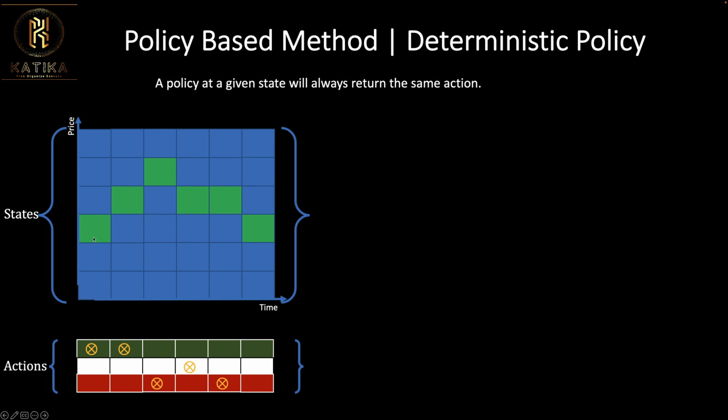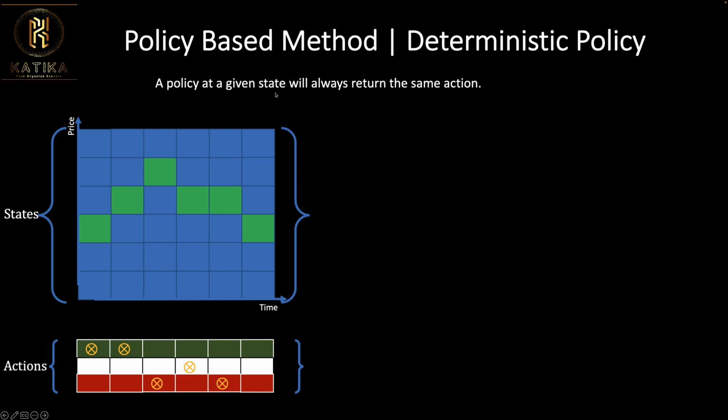But usually, in trading, the agent doesn't see the future. It has to guess what the future looks like. So if the agent is at this state, it's going to guess: is the price going to go up or down, or is it going to stay the same? So if he guesses the price is going to go down, he's going to take this action, sell.